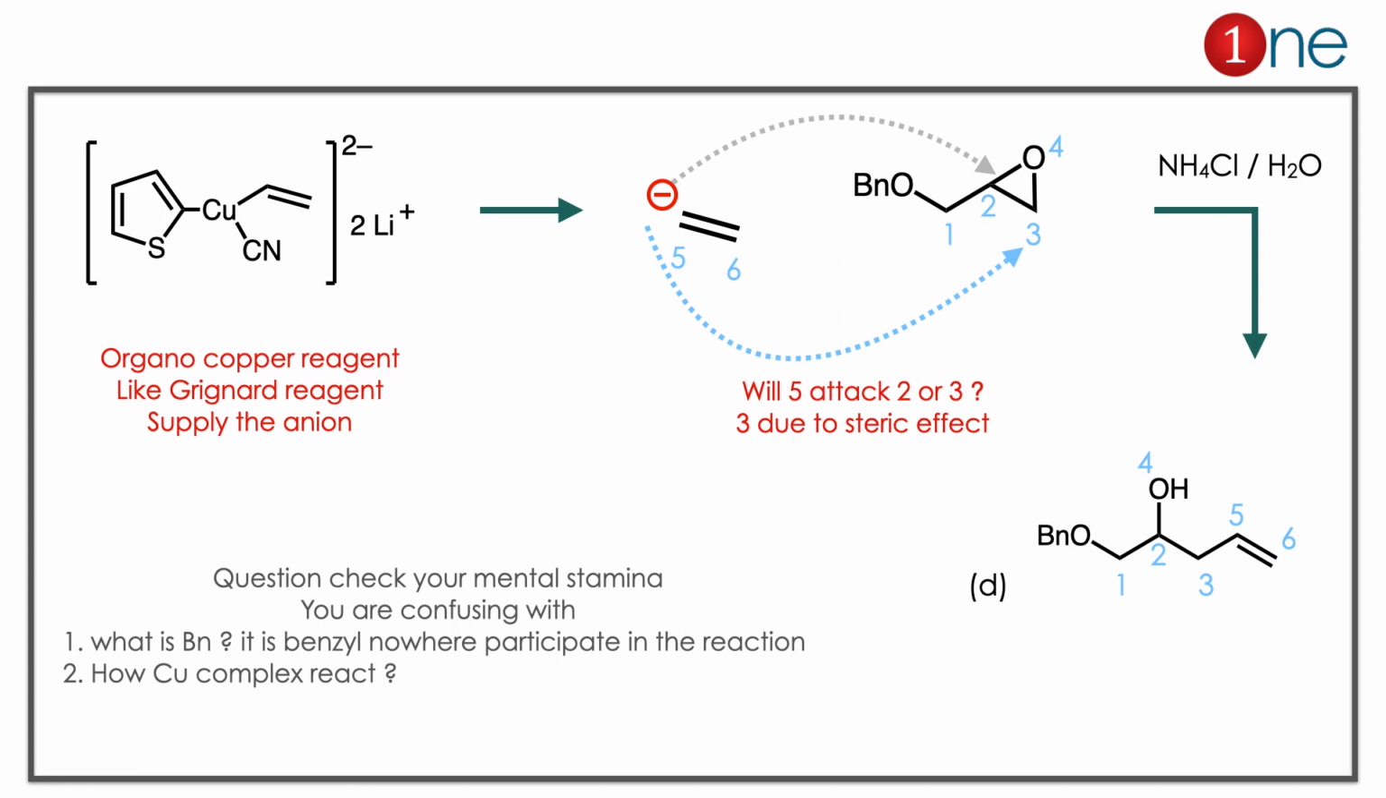Then the anion attacks there and ring opening occurs. The anion can attack position 2 or 3, but the anion prefers to attack the 3 position. So 3,5 bond formation occurs. You have the alcohol formed at the second position. The driving force for this reaction is ring strain. So the ring strain opens, with backside attack. So the product is clearly D there.